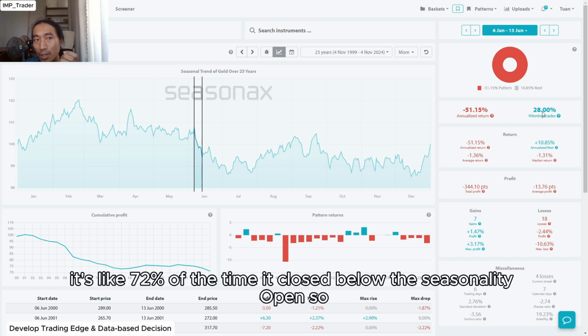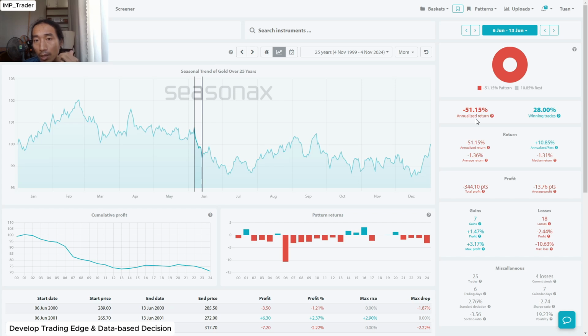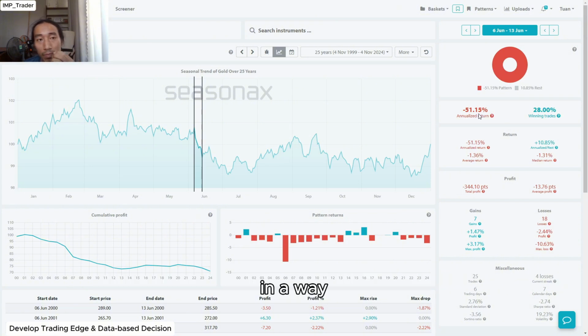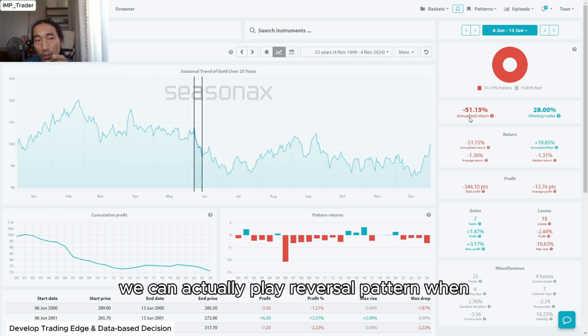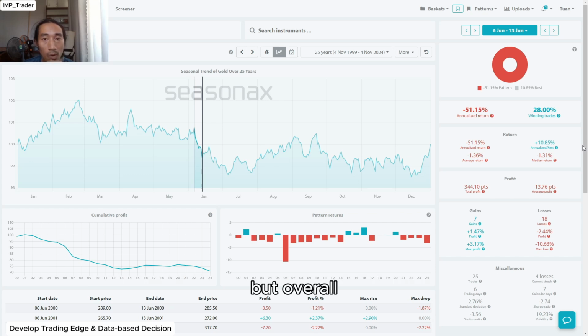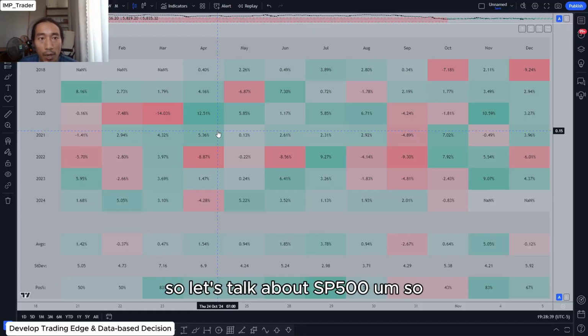It's like 72% of the time it closed below the seasonality open. So somehow, during this period, if price goes really bullish, we can actually play a reversal pattern when price reaches a certain ATR level or a certain seasonal range. But overall, I don't want to go too deep. So let's talk about the S&P 500.